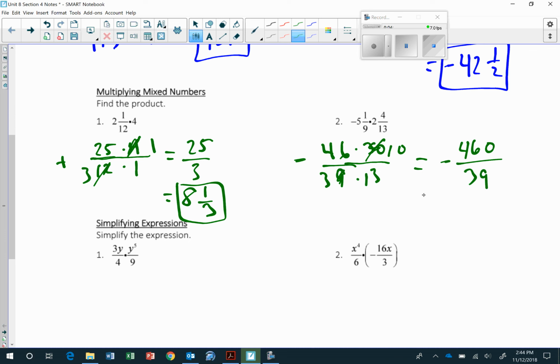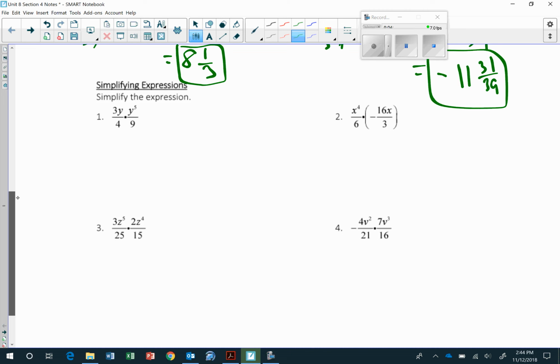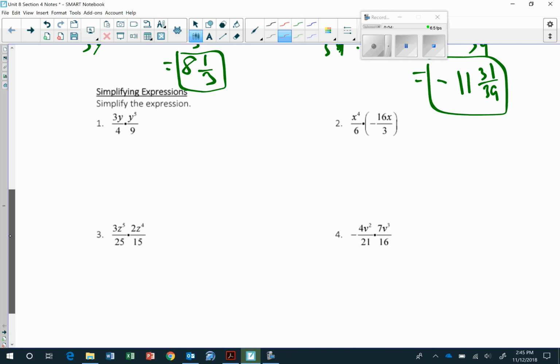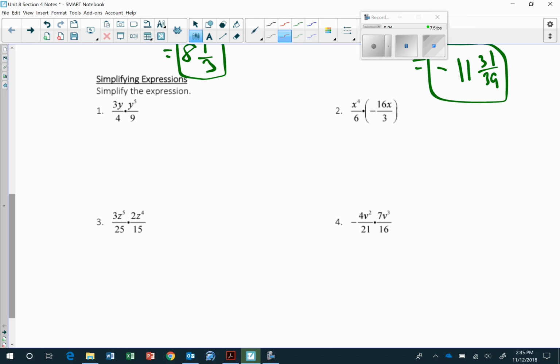And then I need to simplify this and turn it into a mixed number. So when I do that, I'll get negative 11 and 31 over 39. So that'll be my final answer. So that's a review of multiplying fractions and multiplying mixed numbers, like you have in the past. In the next section, we're going to look at doing the same thing, but with variable expressions.